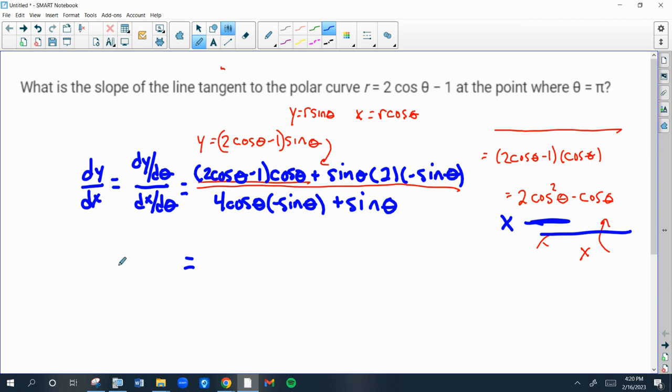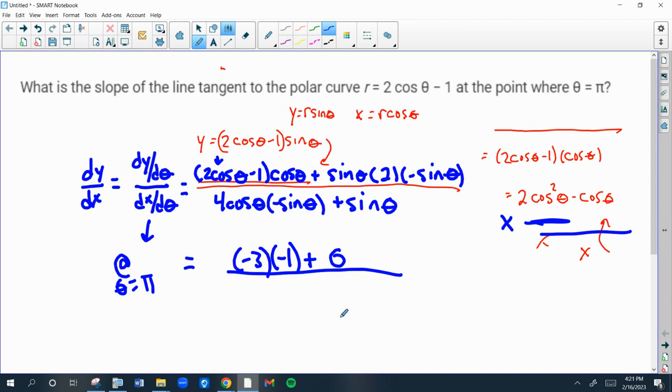So at theta equals pi, I'm going to start here. Cosine of pi is -1. So we have 2 times -1 minus 1, which is -3, times cosine of pi, which is -1. So I'm going to have 3 up top, plus sine of pi, which is 0. So that eliminates the entire second term. That's nice. So I have 3 over. Now I'm going to plug in pi to the bottom.